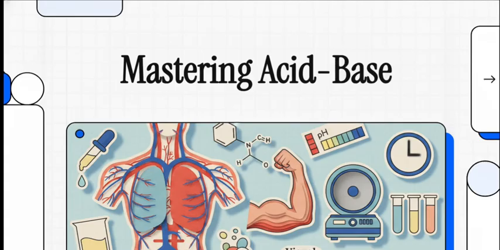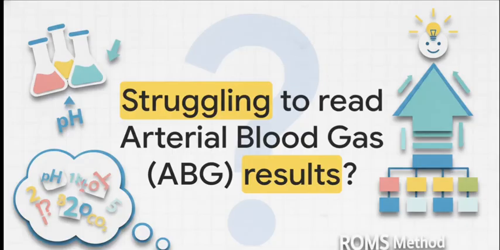Consider this your fast-paced clinical drill session for reading arterial blood gases flawlessly. Today, we're going to build some serious visual muscle memory. Our primary focus is going to be mastering the first and second arrows according to the ROMS rule. Once you get this down, you'll be able to look at a set of lab values and instantly know exactly what's going on. So tell me if this sounds familiar.